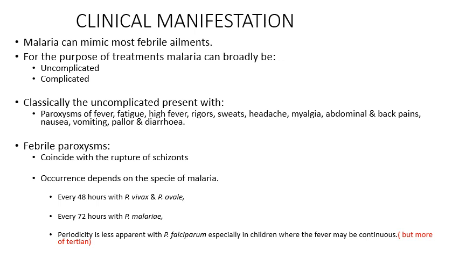So, clinical manifestations. Malaria has a broad range of clinical manifestations. Malaria can present with almost anything. But for the purpose of treatment, we can classify it into two: uncomplicated and complicated. Uncomplicated gives us paroxysms of fever, which vary by species. If it is ovale and vivax, the fever occurs every 48 hours, so it's called tertian. If it's malariae, the fever occurs every 72 hours, so it's called quartan.